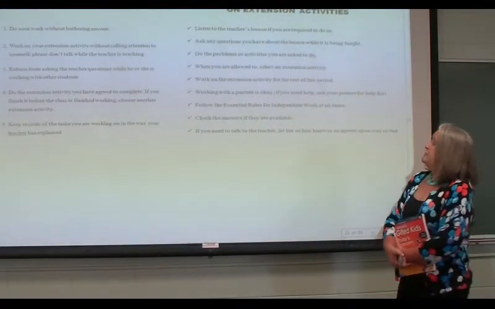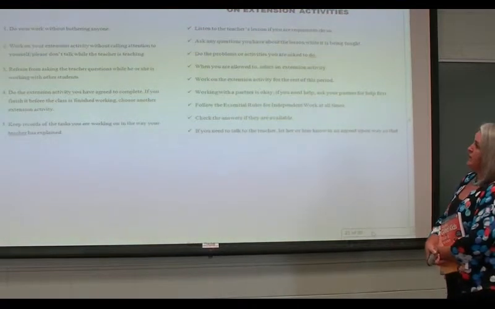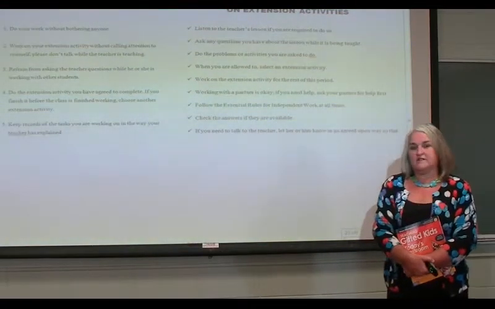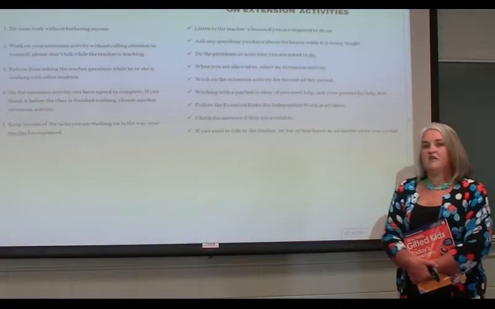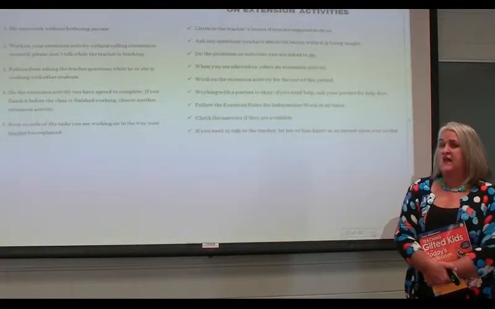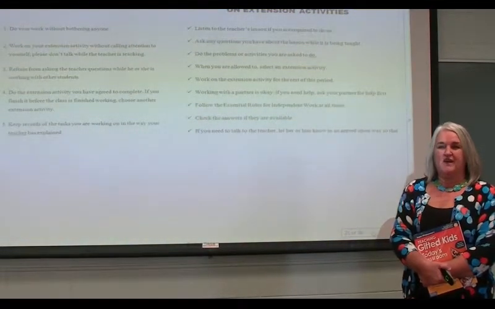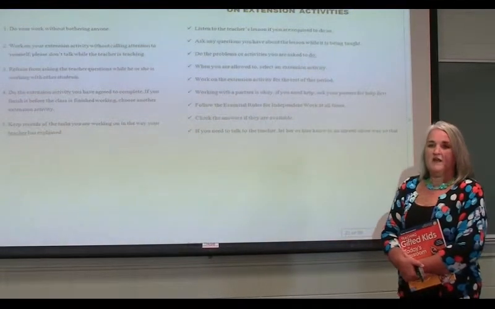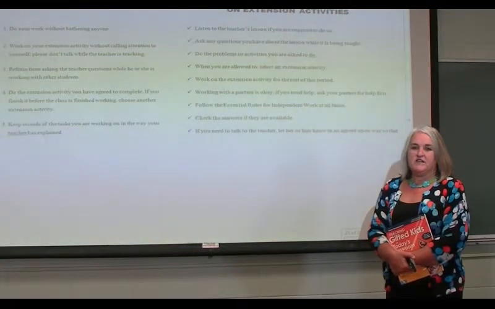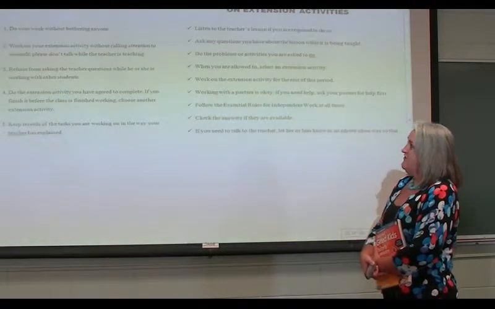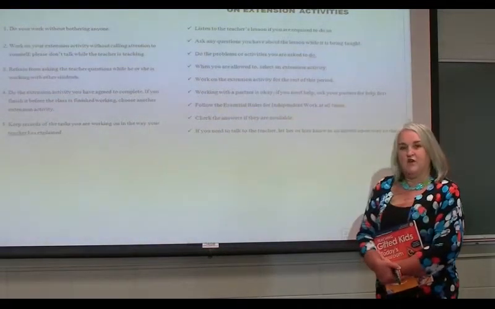Now, there are some rules that you need to come up with when you are having students do independent work. It's not a free-for-all. They have to follow specific guidelines, and at any time they cannot follow these guidelines, they're back in whole group, okay? So it requires quite a bit of motivation and self-management skills on the part of the student. And they have to do their work without bothering anyone.